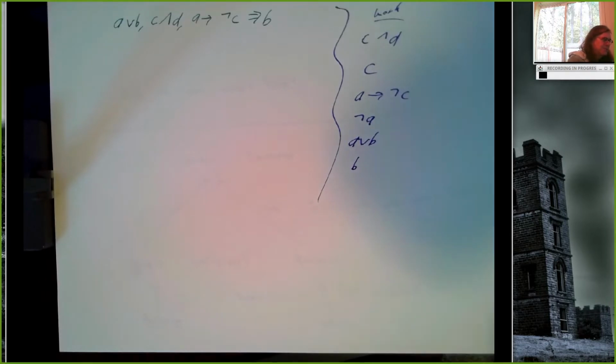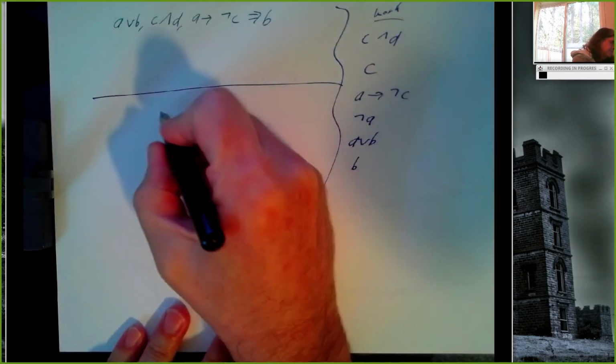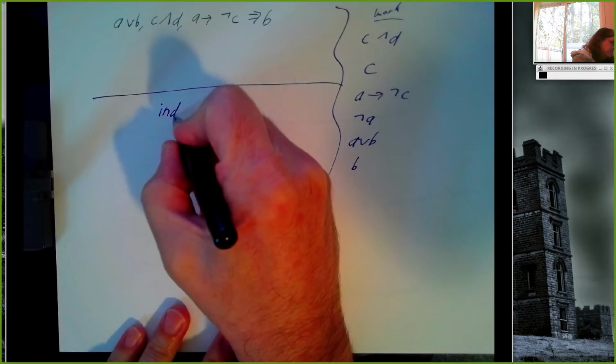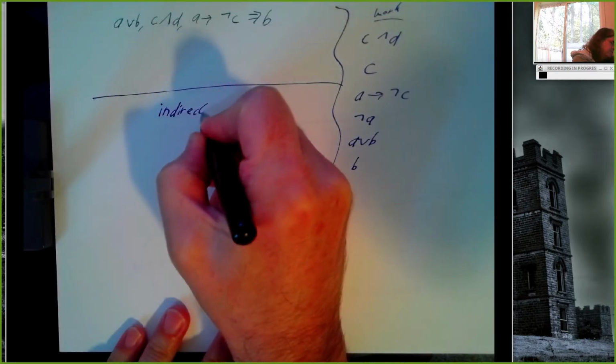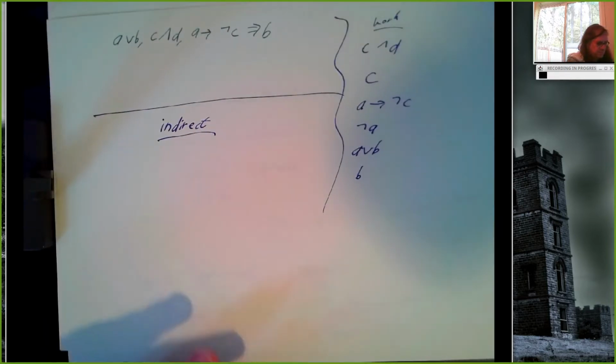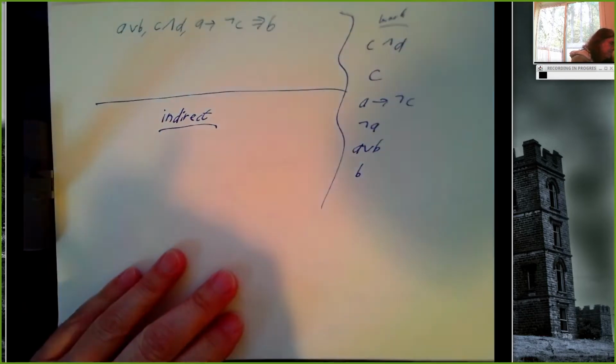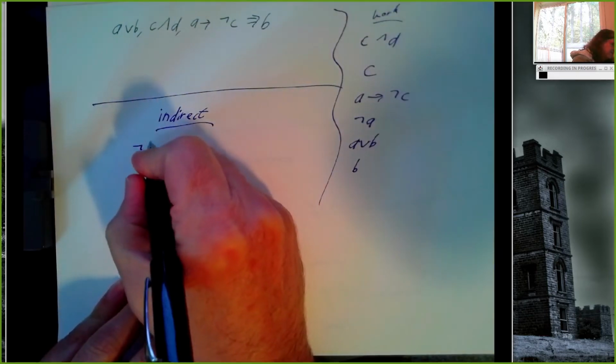What about an indirect proof? We always start off with not B, yeah? Mm-hmm. Start off with not B.